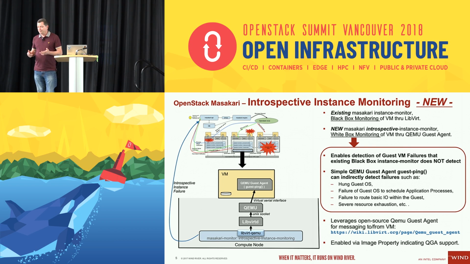The QEMU guest agent has a lot of standard built-in commands, simple ones like guest ping. You can look at disks and file systems and memory. You can even send completely arbitrary commands that get run in a shell inside the VM. It turned out that Nova already supported an image property that indicated a guest was running a QEMU guest agent, and would launch the VM with the appropriate virtual serial interface through QEMU.